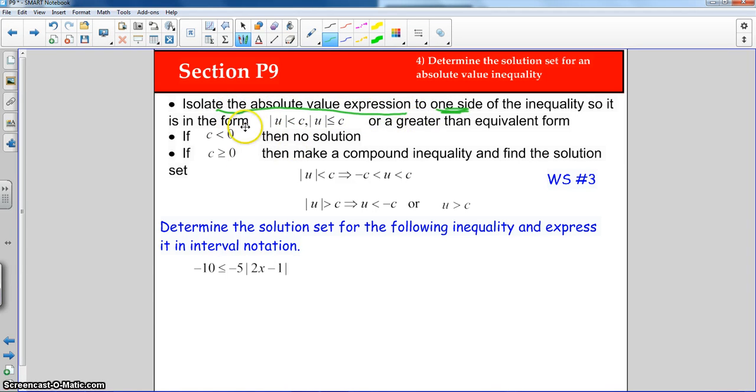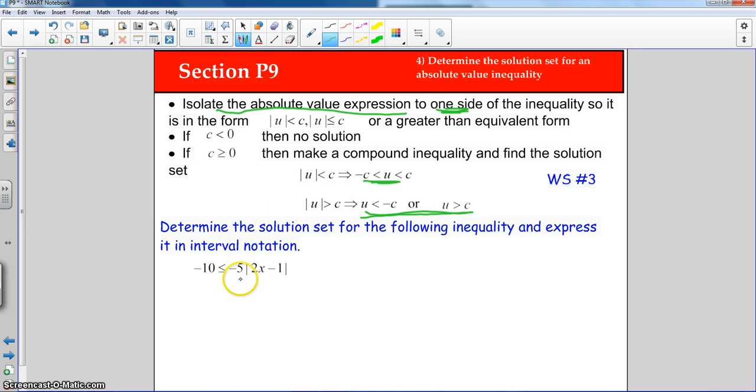Okay, and then look at the form that it's in. If the other side of the absolute value is less than 0, then there's no solution. If it's greater than or equal to 0, then you try and make an absolute value inequality, or make a compound inequality. So again, you can make a compound inequality like this, or do it like this, depending on the sign that you have.